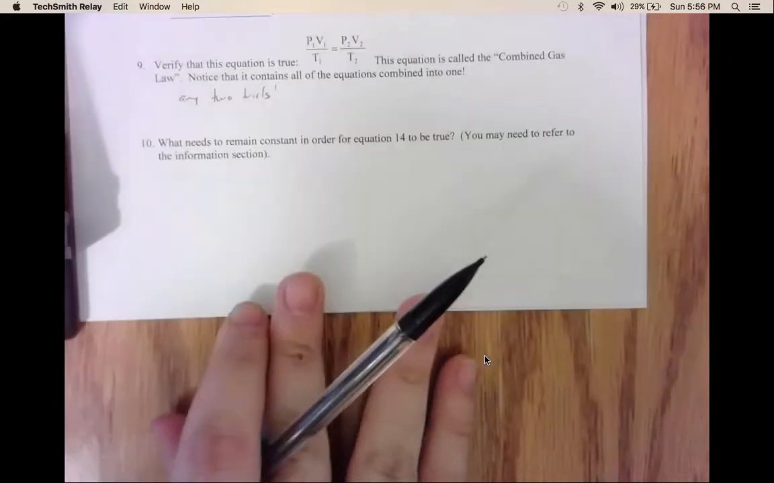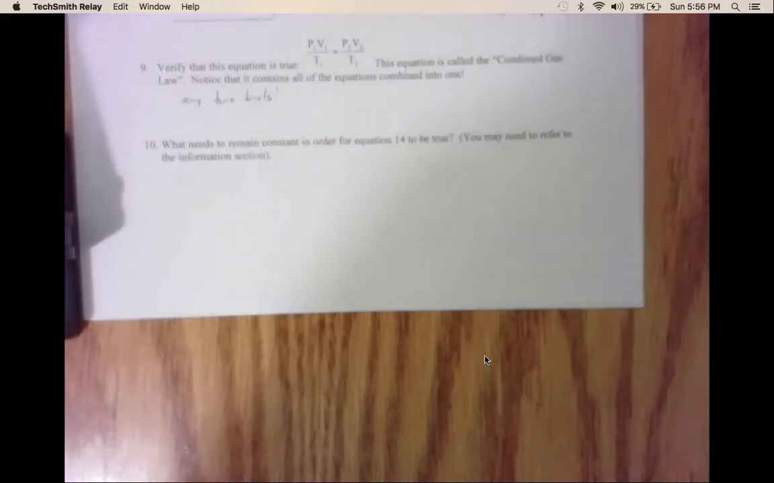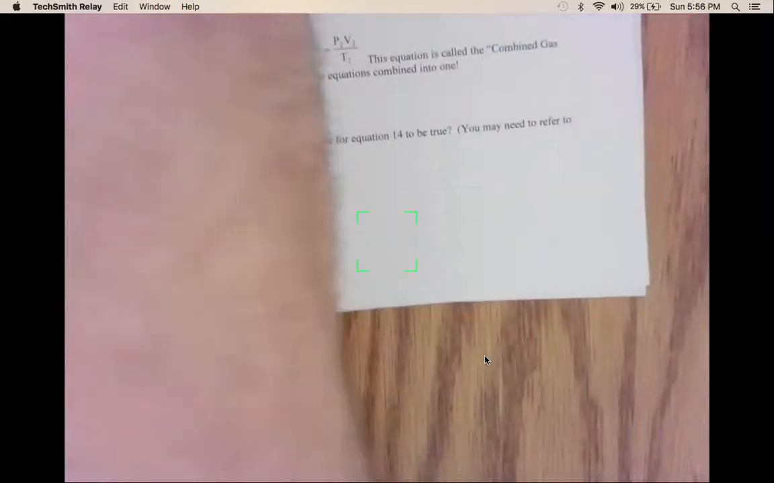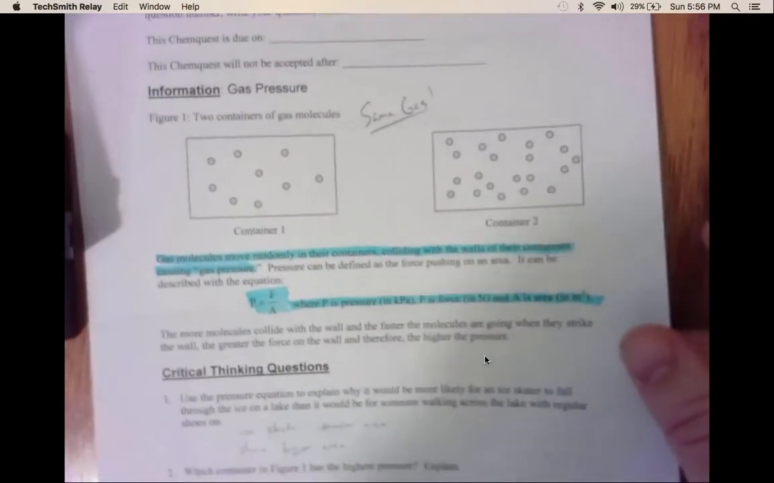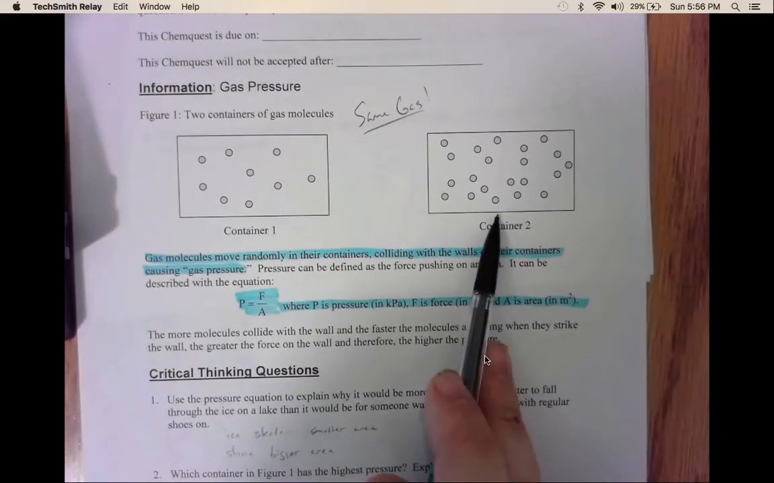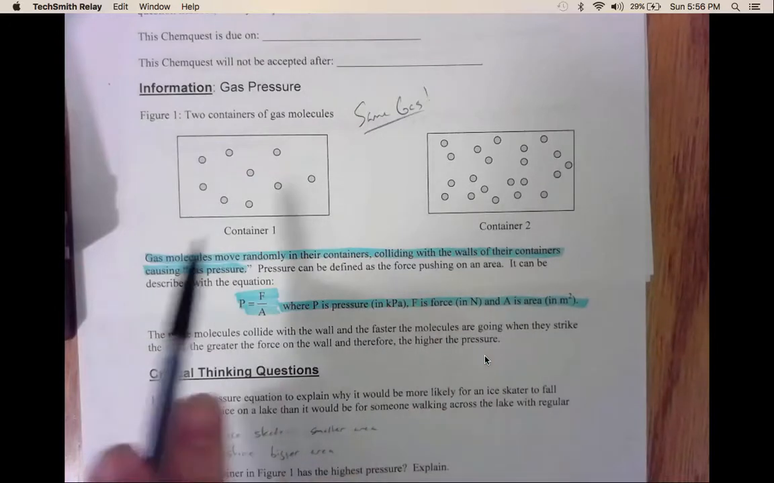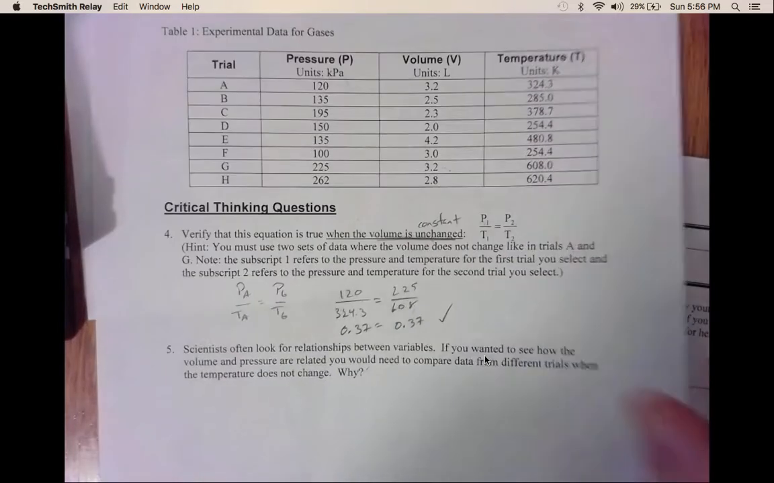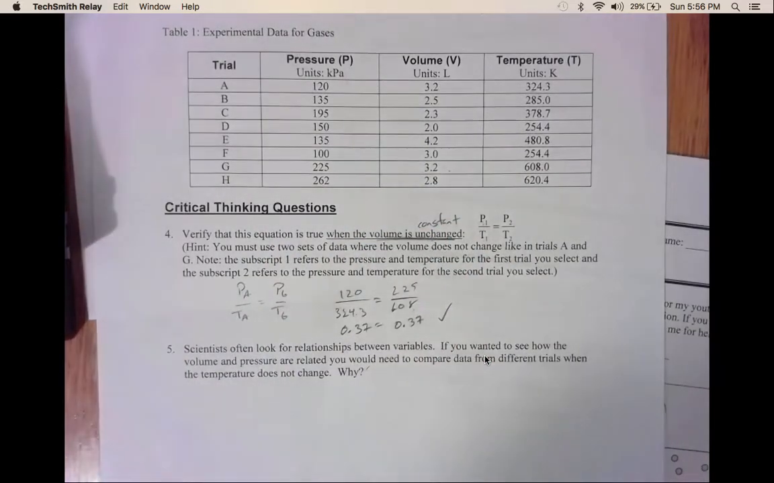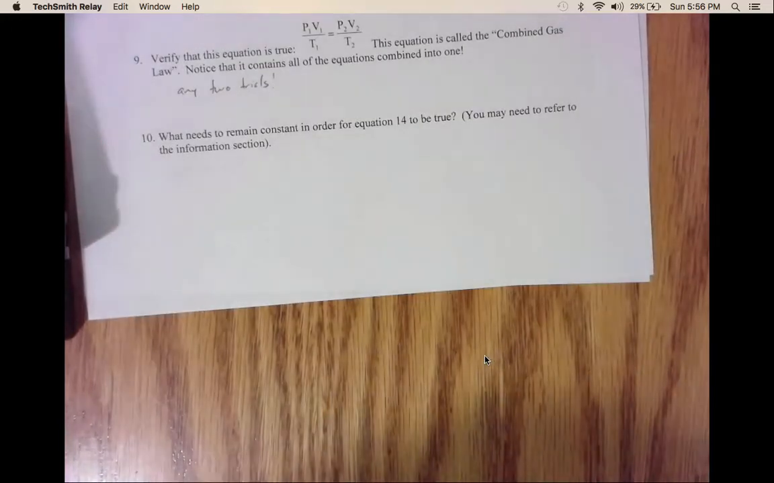Number 10. This question is tricky. What you kind of need to remember is back to this figure. How did you know container 2 had more pressure than container 1? What is the only difference? The only difference between container 1 and container 2 has been left out of the information that is in table 1. See if you can figure it out. It is tricky. What is being held constant?